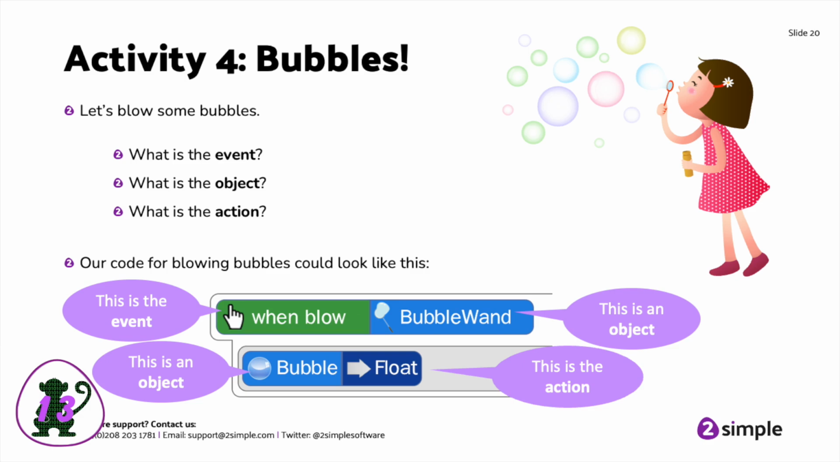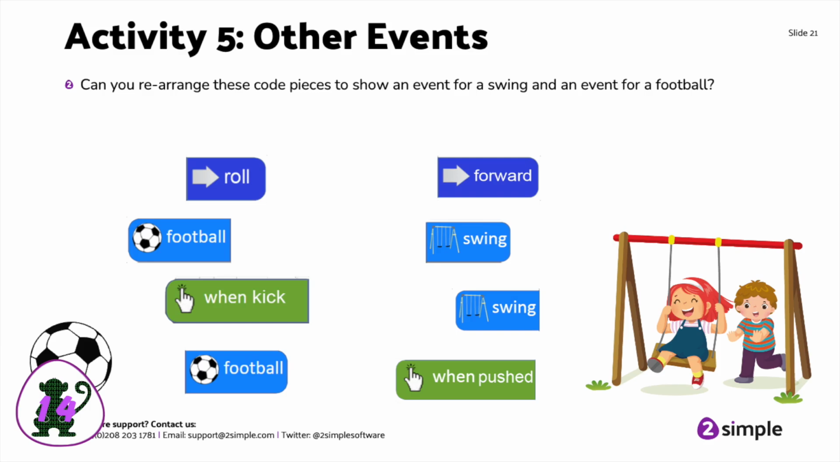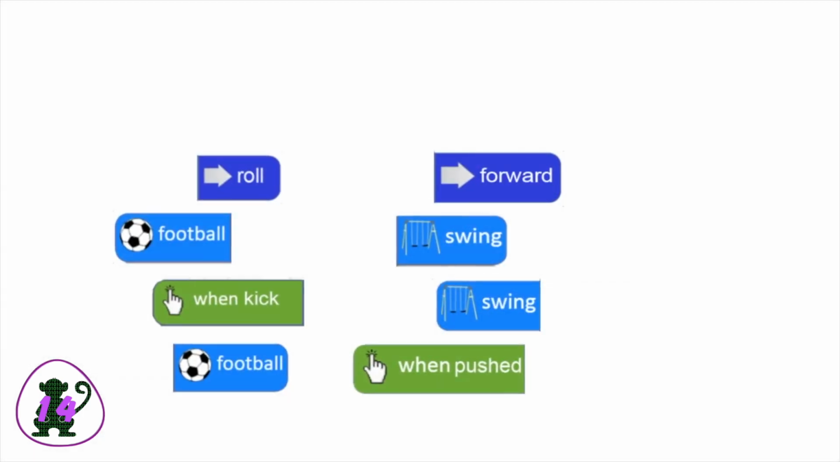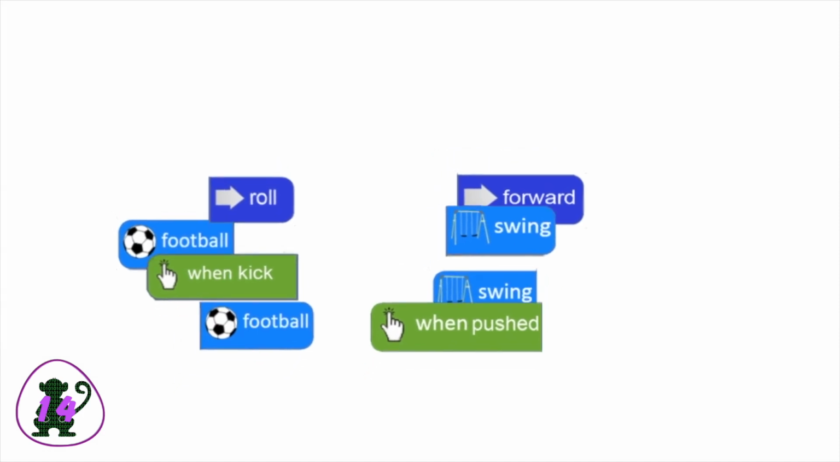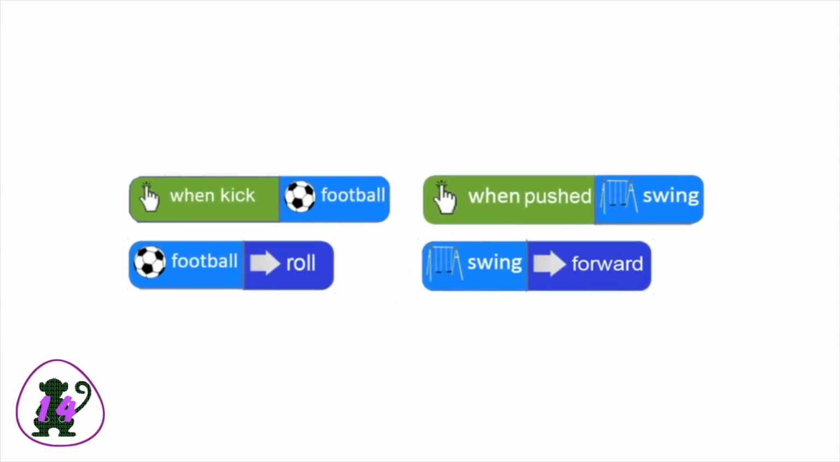Ask children what the objects on the slide are. In this example, the objects are the bubble wand and bubbles. Ask children what the action on the slide is. In this example, the action is that the bubbles float. Reveal the labels for the code blocks at the bottom of the slide. Activity 5 explores other events. Discuss how the code blocks shown on slide 21 contain examples of events, objects and actions. Children could rearrange printed code blocks so that it shows the code for both situations.